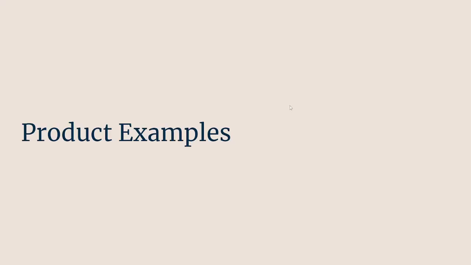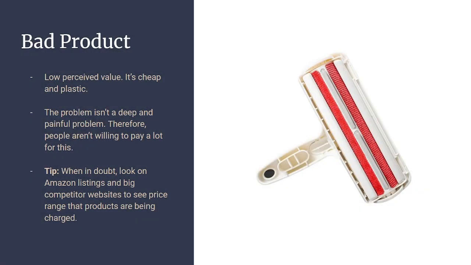So I'll go over some examples of good and bad products now. So we have a cat fur rolling thing. So it's a bad product because it has low perceived value. It's cheap and plastic. The problem isn't deep and isn't that painful. Therefore, people aren't willing to pay a lot for this, right? And when you're in doubt, here's a tip. You can just look on Amazon listings and big competitor websites to see the price range that people are selling this at. And obviously, they're not selling it for that much. It's a very cheap product, right? So we don't want to choose this because it's going to be very hard to create ads for it. It just wouldn't work for ads.